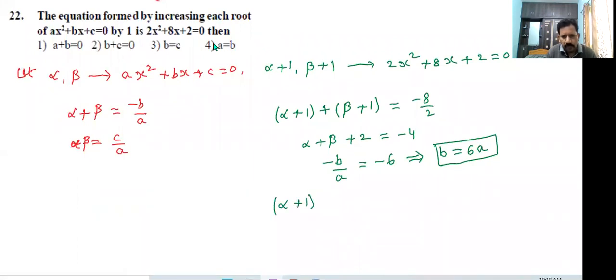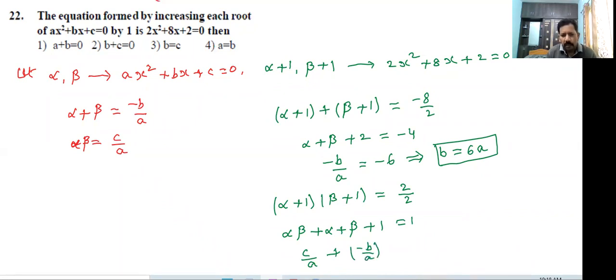Alpha plus 1 into beta plus 1. What is the answer? C by 2 by 2, that is 1. Now multiply here: alpha beta plus alpha plus beta plus 1, that is equal to 1. What is alpha beta? C by a. Alpha plus beta means minus b by a. Plus 1 cancels. That means the right hand side comes 0.